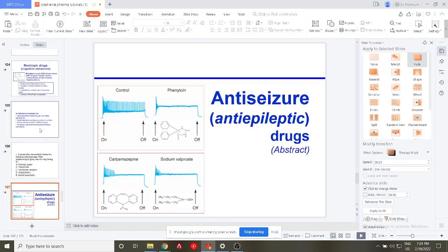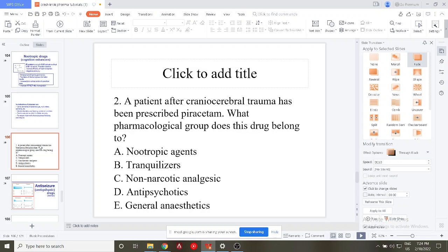Okay, so next is a question. So someone please read and answer. A patient after craniocerebral trauma has been prescribed piracetam. What pharmacological group does the drug belong to? Nootropic agents. Yes, that's correct.